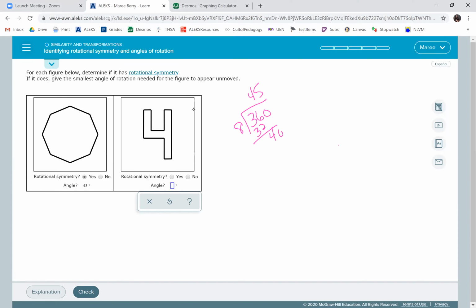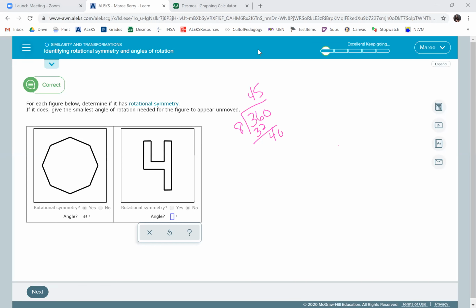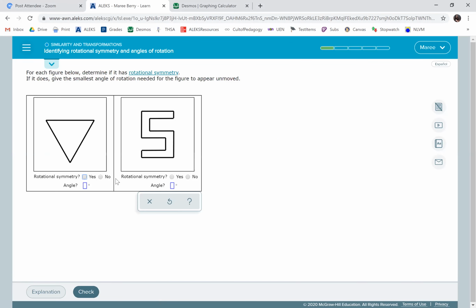Now this number 4, I can just imagine turning it around, and we're never going to see the number 4 again as it rotates. So this does not have rotational symmetry. Okay, let's try another one. I thought we got to have the slider, but we don't.